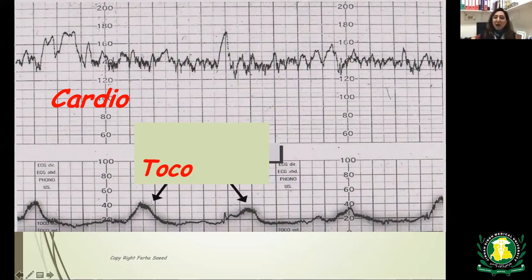So this is the cardiac part of the CTG, while this is the TOCO part of the CTG, which is the detection of uterine contraction using the transducers. And you can see there is an amplitude mentioned. However, this amplitude does not correlate with the intensity.